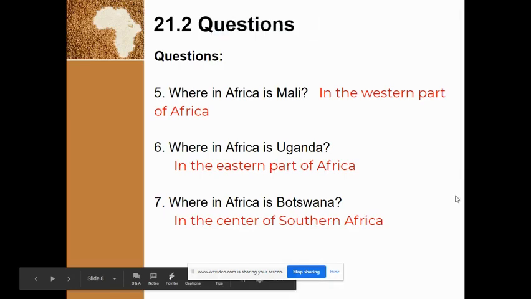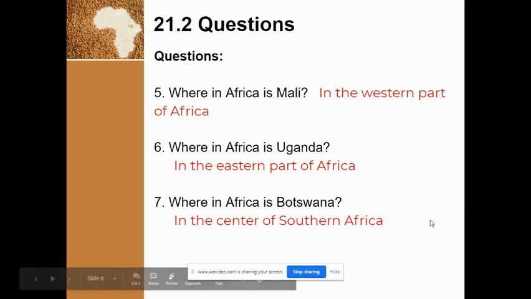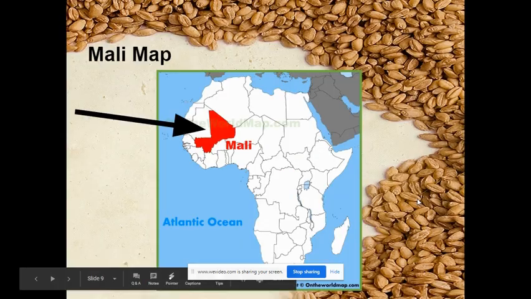Now we're going to be going over 21.2 questions. Question number 5 is, where in Africa is Mali? It's in the western part of Africa. Number 6, where in Africa is Uganda? It's in the eastern part of Africa. And number 7, where in Africa is Botswana? It's in the center of South Africa.